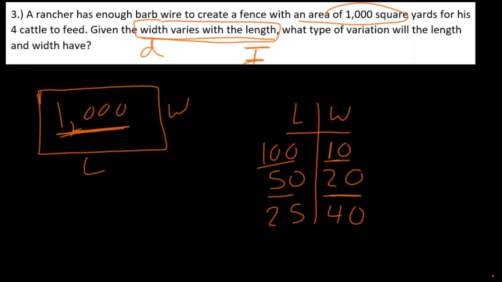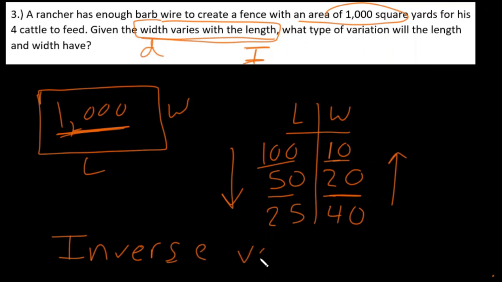But notice that as our length is decreasing, our width is actually increasing. And so ask yourself, what type of variation do you have when one decreases and one increases? And of course, we know that this is going to be inverse variation. Remember, I'll abbreviate variation with just VAR.